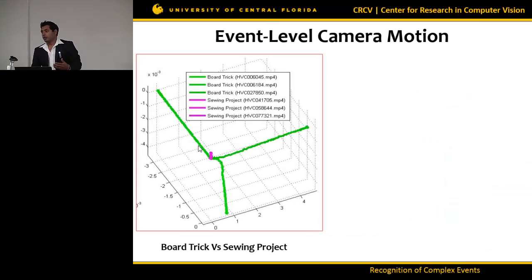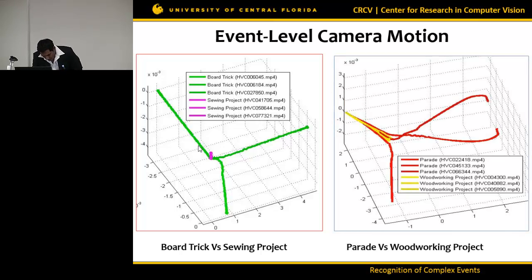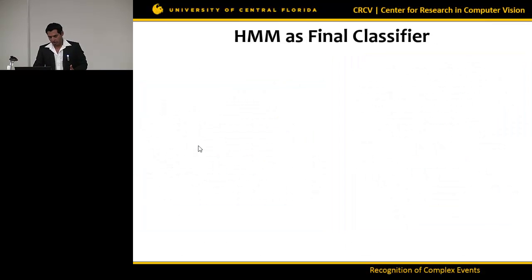So what we did is, using this vector space representation, we plotted them to see how they look. And it turns out that 2 events, boat trek and swing project, shown in green and purple, look very different in this proposed vector space. Similarly, parade versus woodworking project. You can think of woodworking project as having a person, no camera motion, absolutely focused on them, whereas in parade, there's camera panning, tilting, that kind of motion. So these are the trajectory plots that show that yes, we can do some sort of discrimination based on just the vector space representation that we introduced.